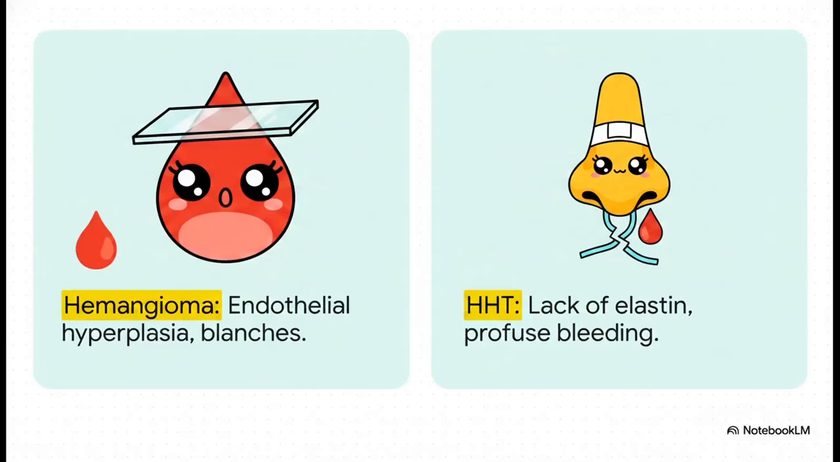Let's compare two of these key vascular conditions. A hemangioma is characterized by endothelial cell hyperplasia. It typically appears pretty rapidly after birth, and crucially, it blanches under that diascopy pressure we just talked about.